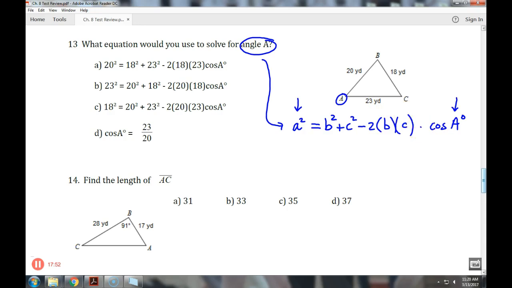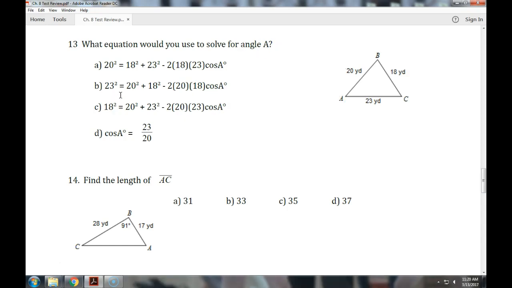And so now I just got to see which equation matches up with that. Well, little c is here, little a is here, and little b is here. So I need to start off with little a squared. So the right equation should start off with 18 squared. And I believe this one right here is going to do it for me. That's going to find angle A. So you didn't even have to work it out. All right, number 14, moving on down.